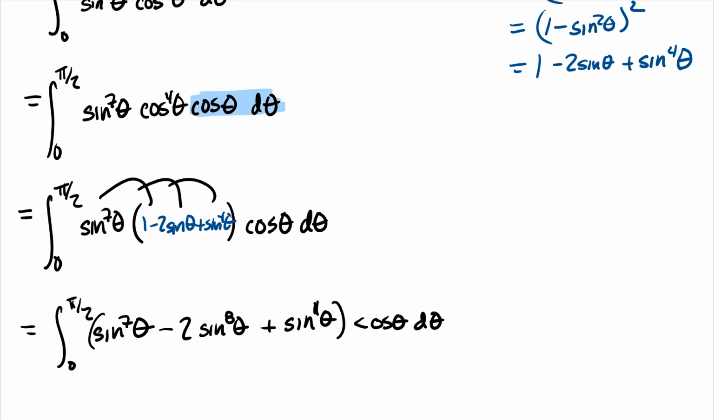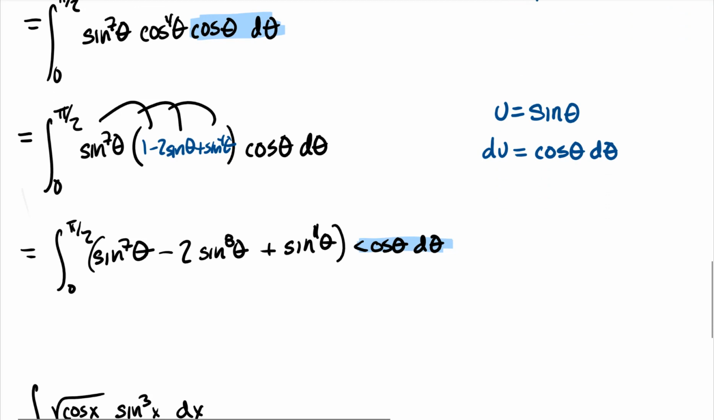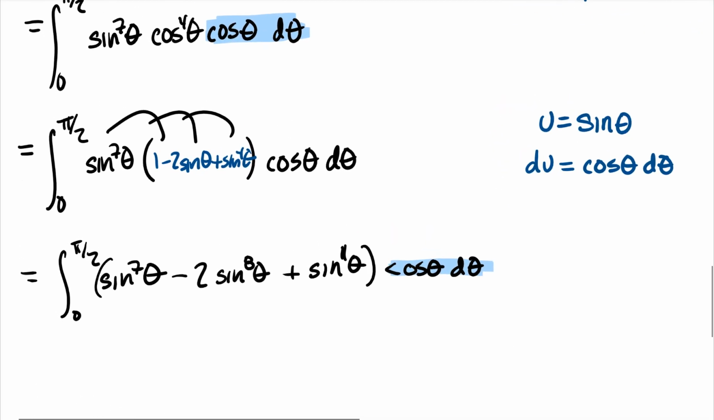So now let's take our u. Let's let u equal sine of theta. Therefore, du is equal to cosine of theta d theta. The whole point, that's why we wanted to do it. Like I said, we just wanted to make this thing break off. So now we're going to have a polynomial. We're going to be in power rule. That's going to be good news. So we're going to have u to the 7th minus 2 u's to the 8th plus u to the 11th du.